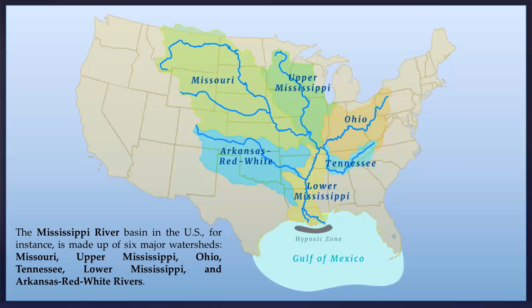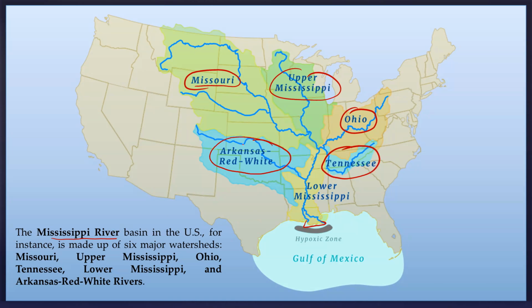So now let's understand with one example from the US. The Mississippi River, the most famous river, and it has a bird's foot delta out here, if you remember. How many rivers do you see here joining it as a tributary? So you have Missouri here, right? Upper Mississippi is here, Ohio is here, Tennessee is here, then you have Arkansas and Red and White River, and here is Lower Mississippi. So can you observe what's there?